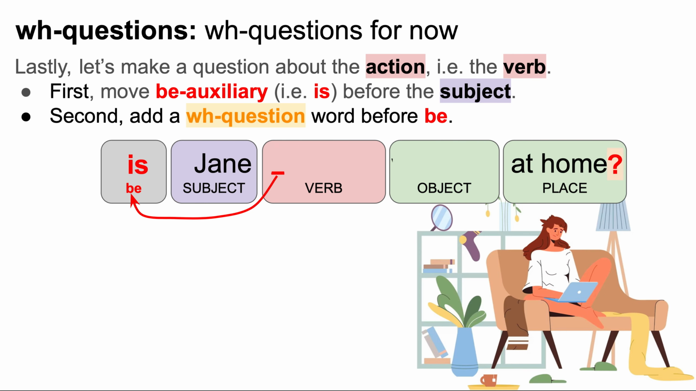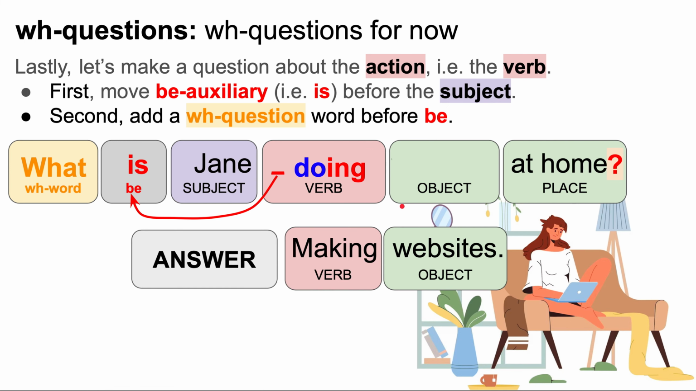Next, we want to know information about the verb, the action. So we're going to add a WH word. We want to know the action. Verbs, actions, those are things. The WH word for actions and things is what. And in the verb position, we're going to add doing. So question, what is Jane doing at home? Question, what is Jane doing at home? Answer, making websites.